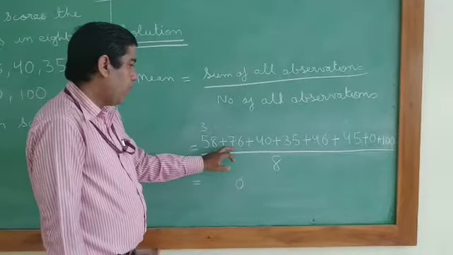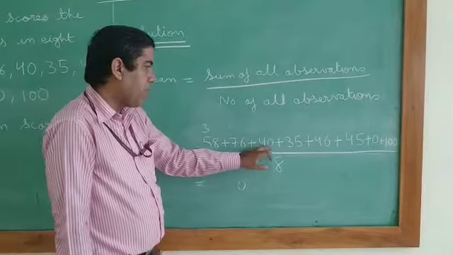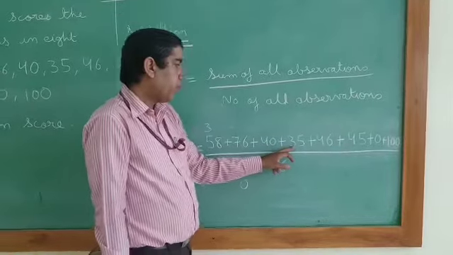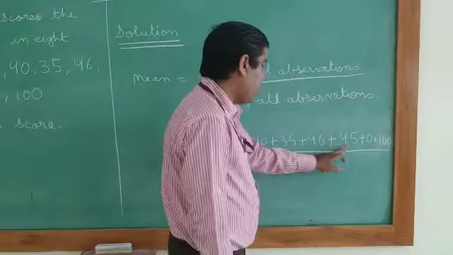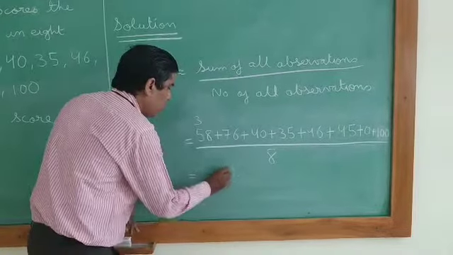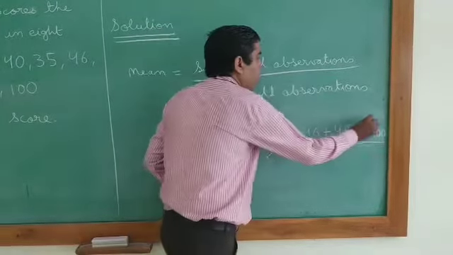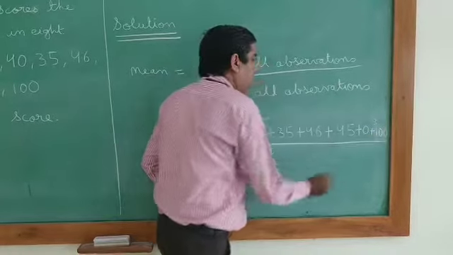3 plus 5 is 8. 8 plus 7 is 15. 15 plus 4 is 19. 19 plus 3 is 22. 22 plus 4 is 26. 26 plus 4 is 30. So again 0. Now 3 will come over on this. So 3 plus 1 is 4.